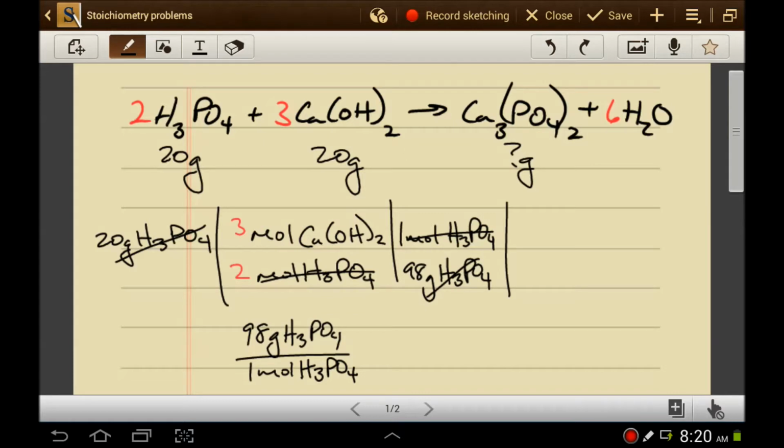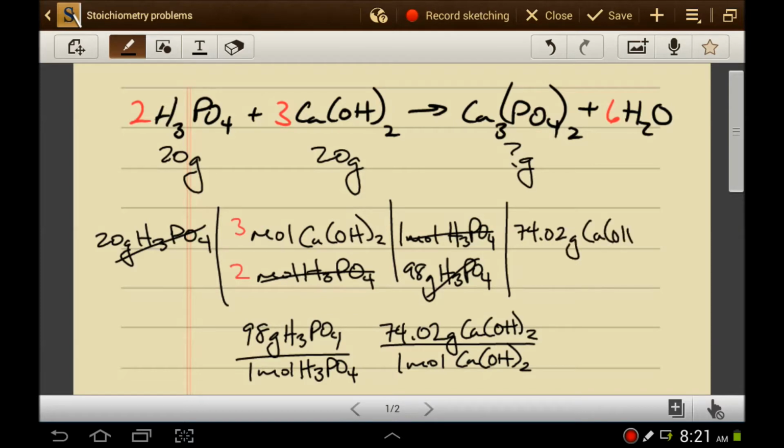The molar mass of calcium hydroxide is 74.02 grams of calcium hydroxide for every 1 mole of calcium hydroxide, and we're going to plug that in so that the units cancel. That gives us 20 times 3 divided by 2 divided by 98 times 74.02, which is 23 grams of calcium hydroxide.